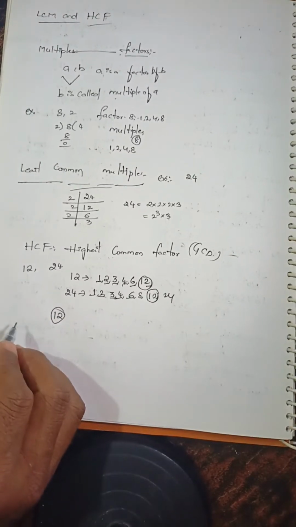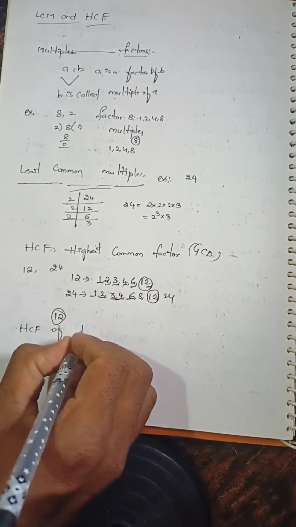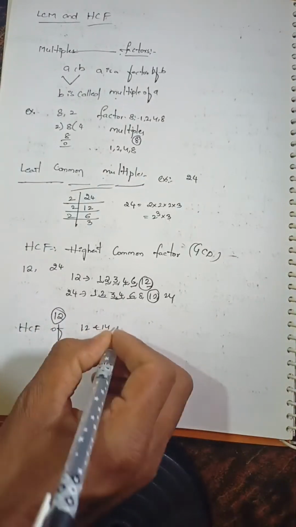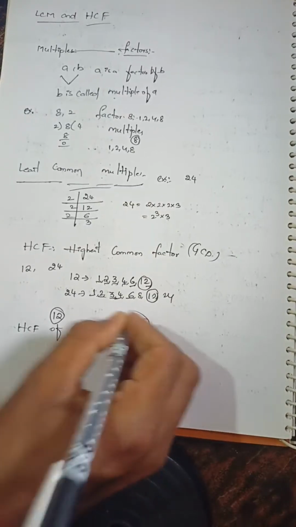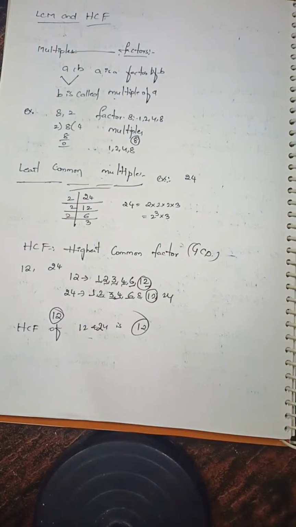So what is the HCF of 12 and 24? Sorry, the HCF of 12 and 24 is 12. The highest common factor of 12 and 24 is 12. Like this we are going to find out the highest common factor.